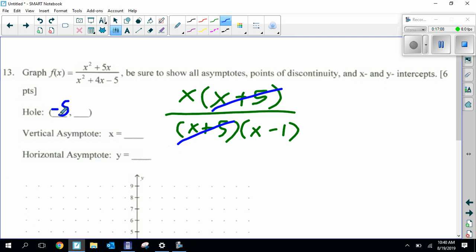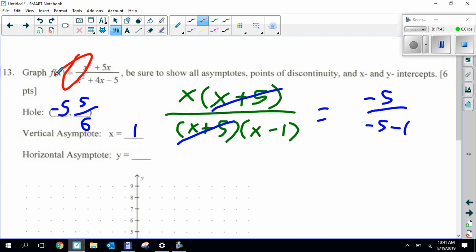And we plug in -5 to the rest of it to get the y coordinate of that hole. So that's going to be -5 over -5 minus 1. -5 over -6 would be +5/6. The part that doesn't cancel out in the denominator, that's our vertical asymptote, x equals 1. Horizontal asymptotes, you can do from the beginning. You take the coefficients of the biggest degree. So 1x squared over 1x squared is 1.